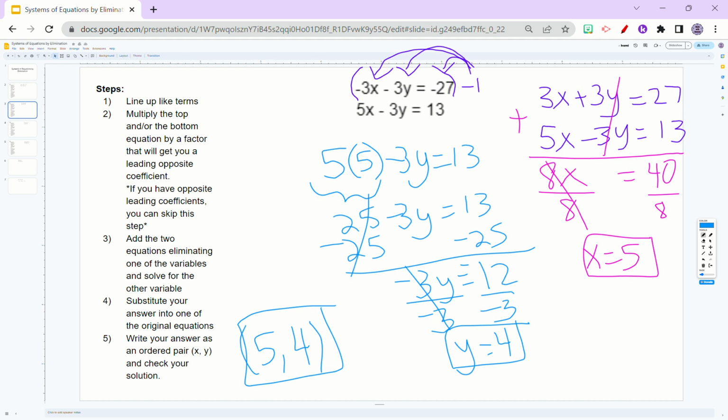All right, so again, this system of equations, we had to manipulate so that we have opposite leading coefficients. In the last example, there already were opposite leading coefficients, but in this one, there weren't. So that's why we had to make sure that they did have. All right, so moving on to our next example.